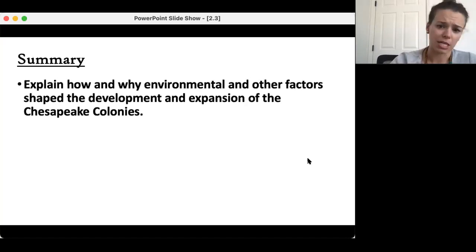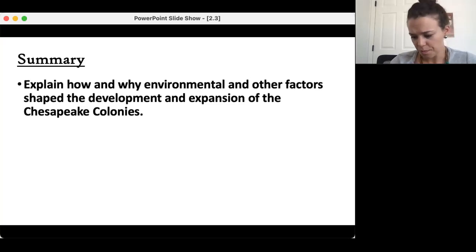All right, we're going to stop here actually, because it would be one insanely long lecture. So I'm going to let us do 3 shorter ones. Next, we'll be talking about New England, but for now, we're going to stop. Instead, I want you to think about how and why did environmental and other factors shape the development and expansion of the Chesapeake colonies?